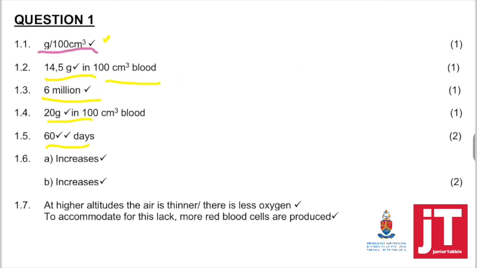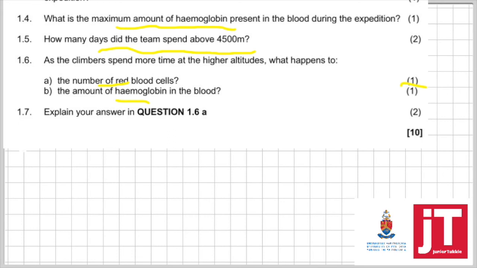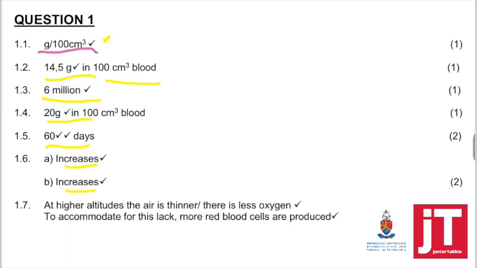Let's see our memo. Yes, just increase. That's it. Simple. For 1 mark, don't give a whole explanation. Then 1.7, explain your answer in 1.6. They want to know why the number of red blood cells increased, and I just explained it to you. The air is thinner, which means there's less oxygen, and to compensate for that, more red blood cells will be produced. And with more red blood cells, in turn, the amount of oxygen carried will increase.